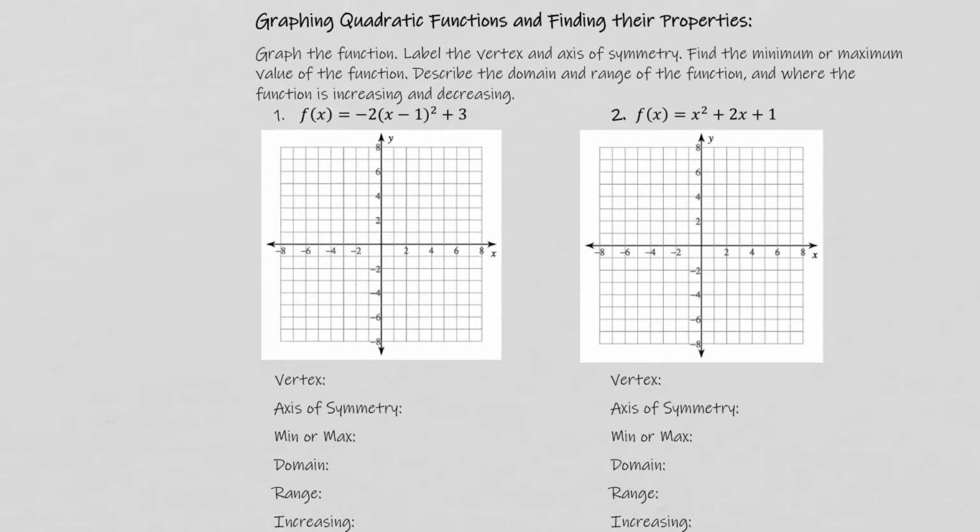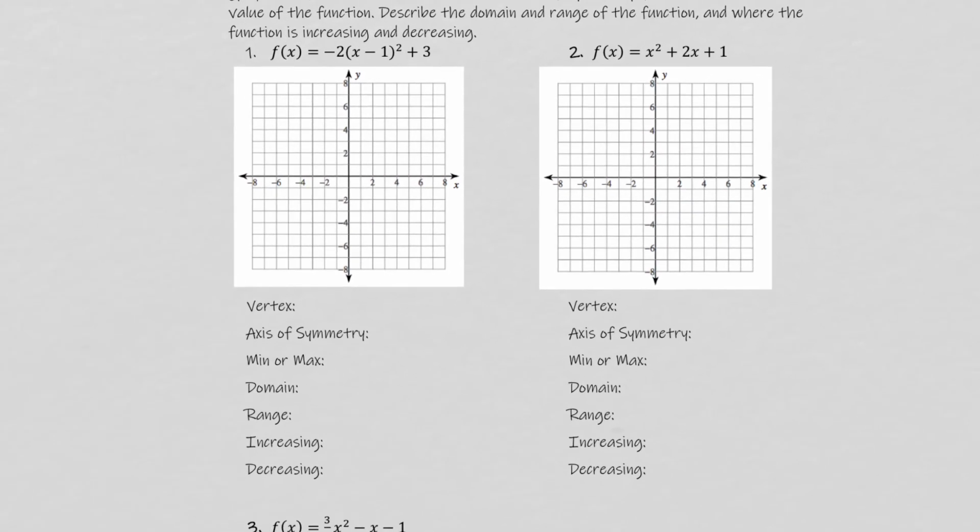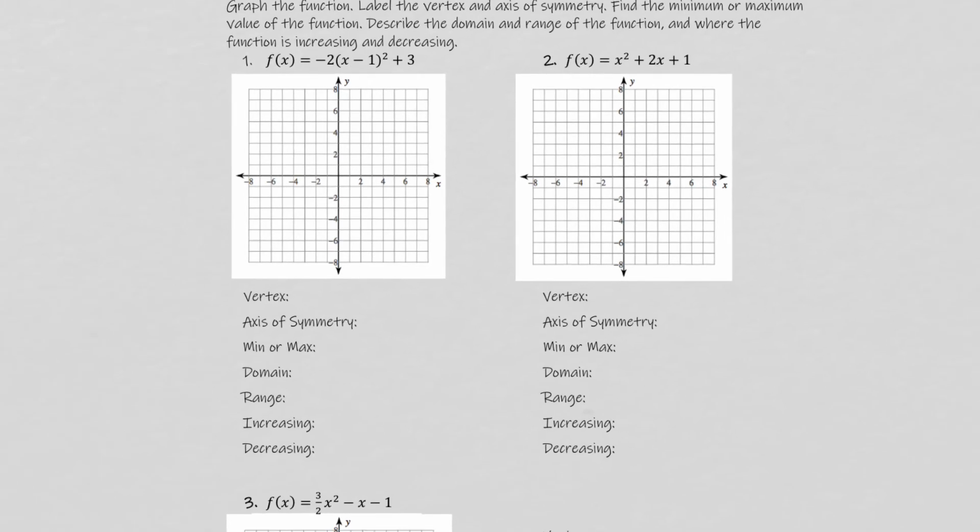So let's just get started because I just told you a lot of stuff. So, all right. It wants us to graph the function, label the vertex, and the axis of symmetry. Then find the max or min. It doesn't have both. It has one or the other. Describe the domain and range, and where the function is increasing and decreasing. So let's just start by graphing it. This doesn't tell us to state our transformations like we did in 2.1, but we could still do it.